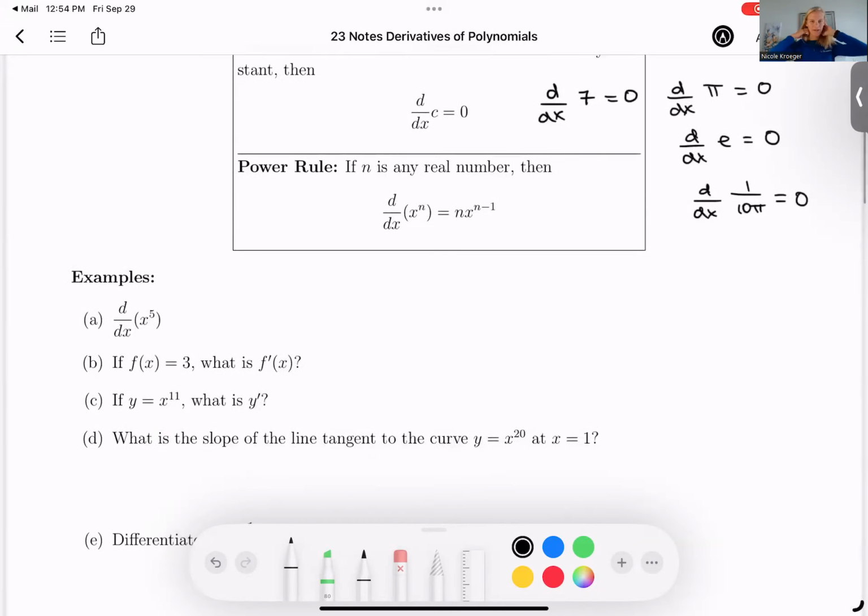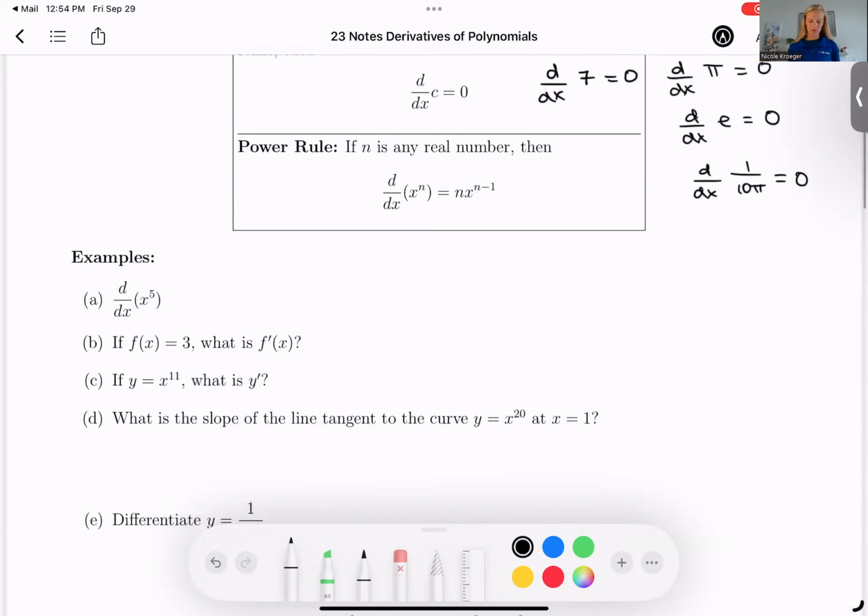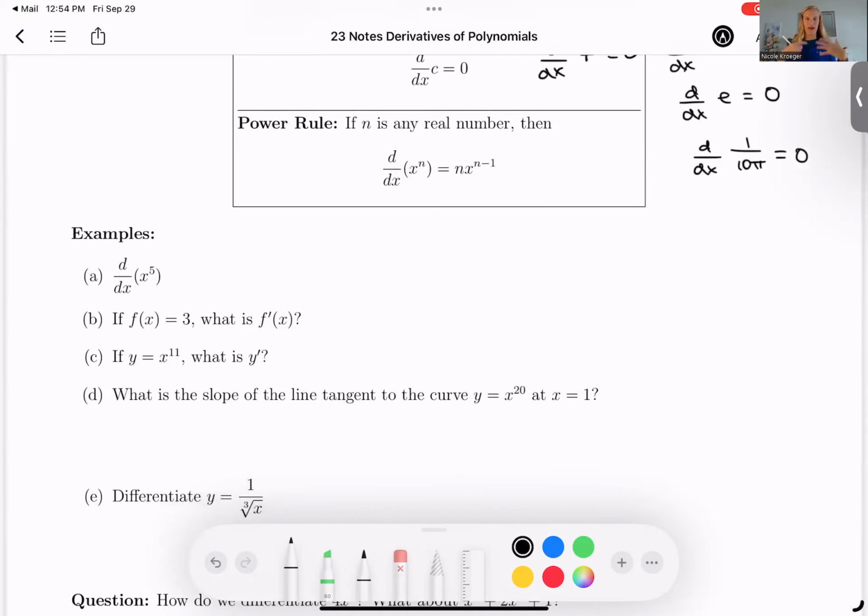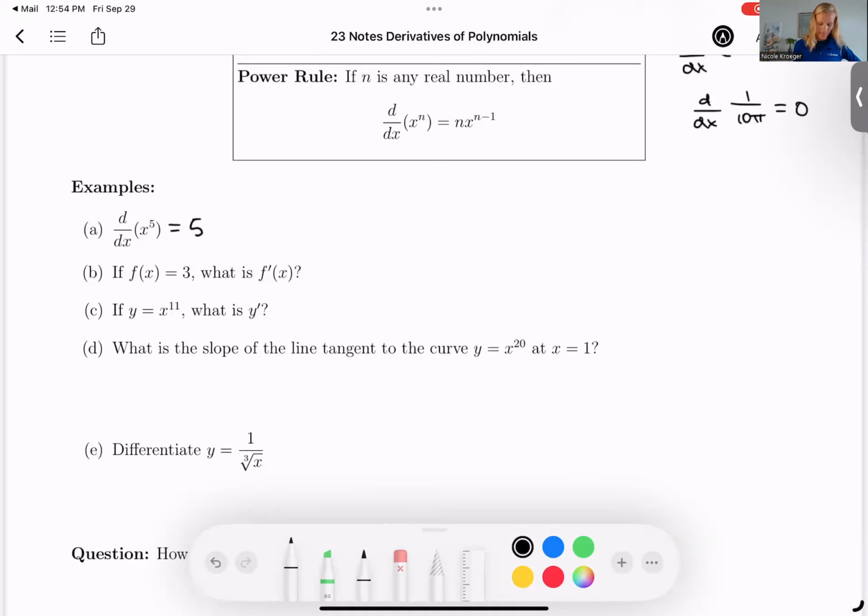And then the other thing we had learned was the power rule. The power rule told us how to deal with the derivative of x to a power. The way that we did that, if we look down here, is we brought the 5 out front. We bring the exponent down, we keep the x, and then we subtract 1 from the original exponent. So 5 minus 1 gives us 4. Okay, so that was how the power rule worked.